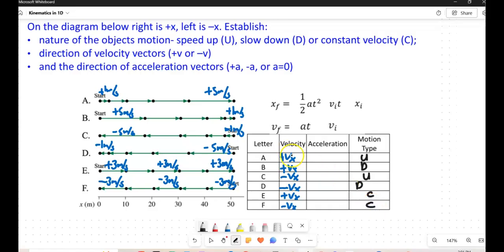Now, from those two pieces of information, I want us to figure out the direction of the acceleration vector. And I want you to think about it. Is the acceleration vector adding to this initial velocity vector to make it bigger, or is it subtracting to make it smaller in size? So think about speed up, slow down, constant velocity, those definitions which we just talked about, in relation to the direction of the velocity vector. And figure out the direction of those acceleration vectors as positive, negative, or zero. Pause the video now.